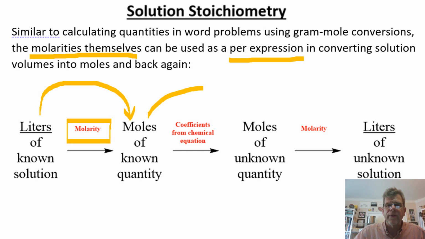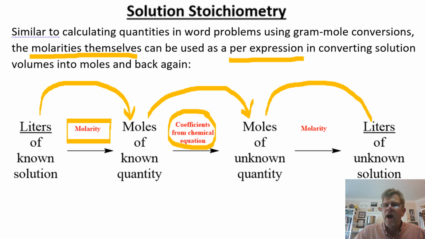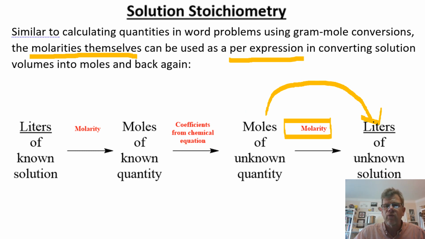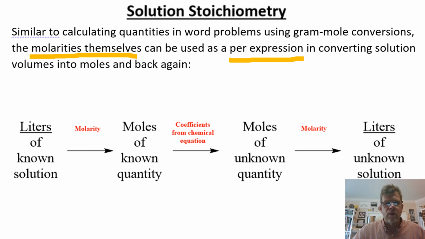Moles of the known quantity to moles of the unknown quantity, we do exactly as we did before, using the coefficients from the chemical equation. And moles of our unknown quantity back to liters of our unknown quantity, again, we would use the given molarity. Again, this will be similar to those circuitous routes that we took before in the quantities in chemical reactions, but it is a little bit different. We're using these molarities now. So let's see how this might work.